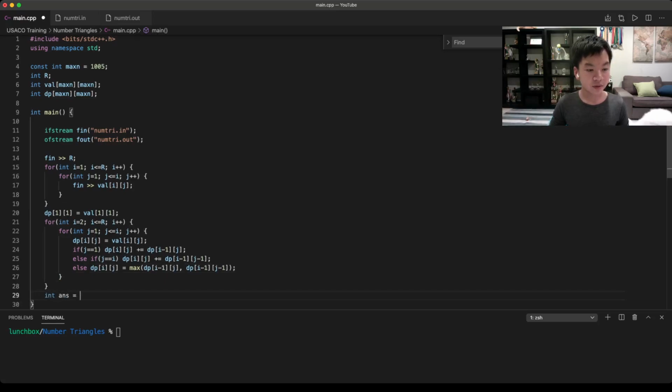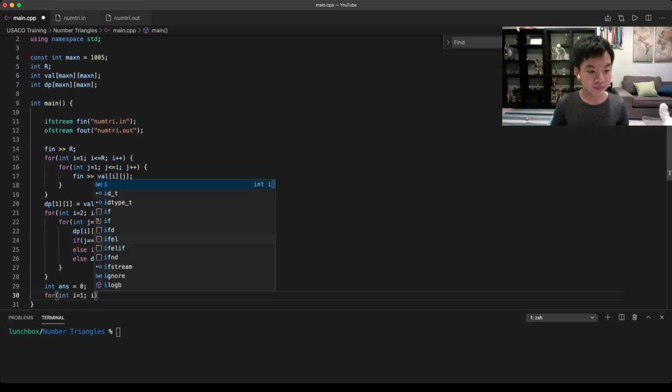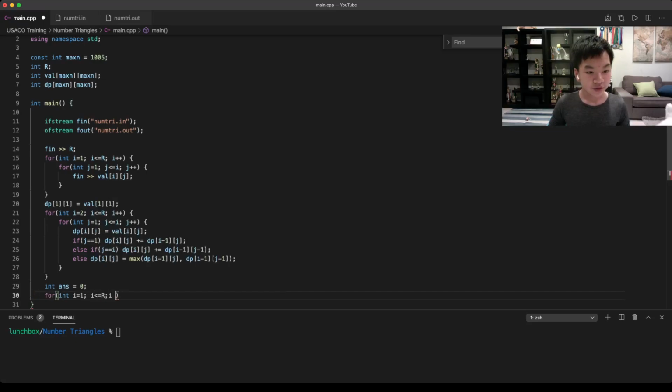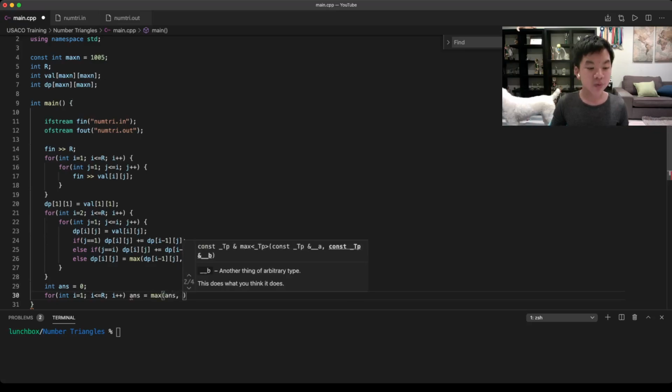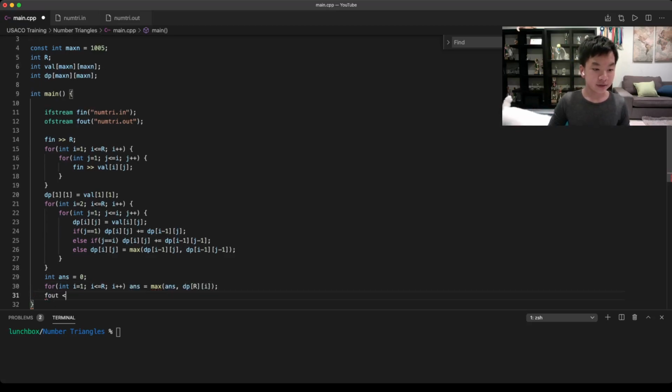Okay. So at the end, let's have our answer. Originally it should be 0. So then, for each of your last row, your answer should be the max of your answer, since you want the maximum of the last row, dp of R and then i. So then, you just need to write your answer. Okay, so let's run this, run main.